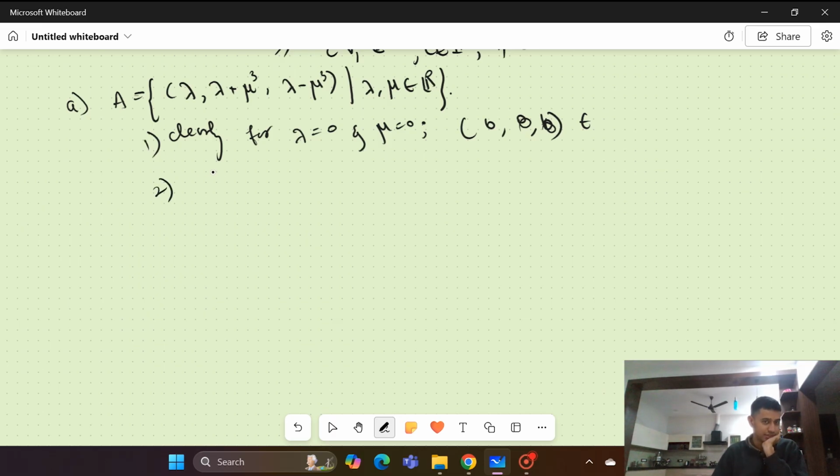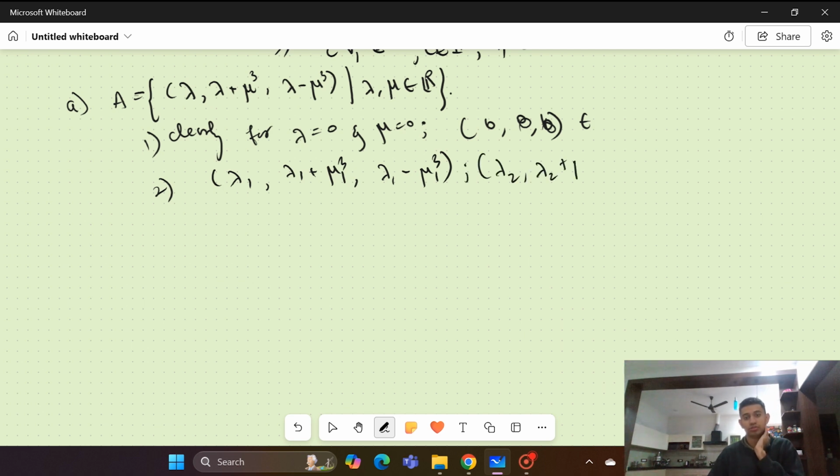Let's do the second test. You have the vector lambda 1 plus mu 1 cube, lambda 1 minus mu 1 cube. I've assumed a particular vector, which is why I've taken concrete values lambda 1, mu 1. I'll assume another one, lambda 2, mu 2. This is usually how you must do this: assume specific examples and show that such a thing is or isn't possible.